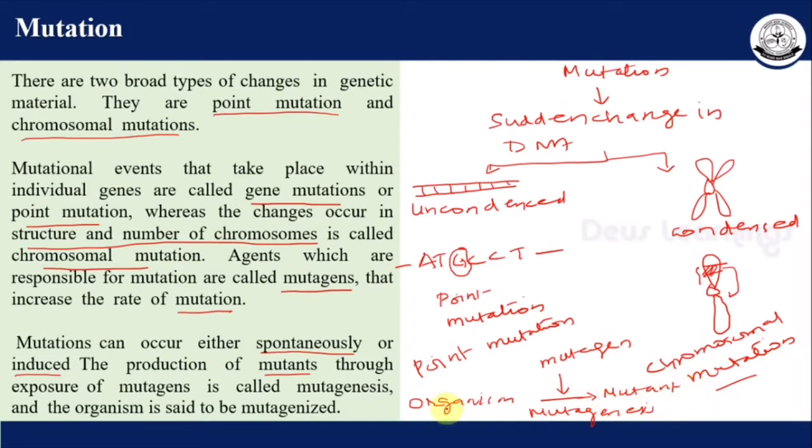So in a normal organism, a mutagen increases the rate of mutation. So mutagenesis happens, mutation occurs, right? The process by which mutation occurs, we call mutagenesis. What brings about mutagenesis is mutagens, and once mutagenesis has happened, that organism is now a mutant organism.